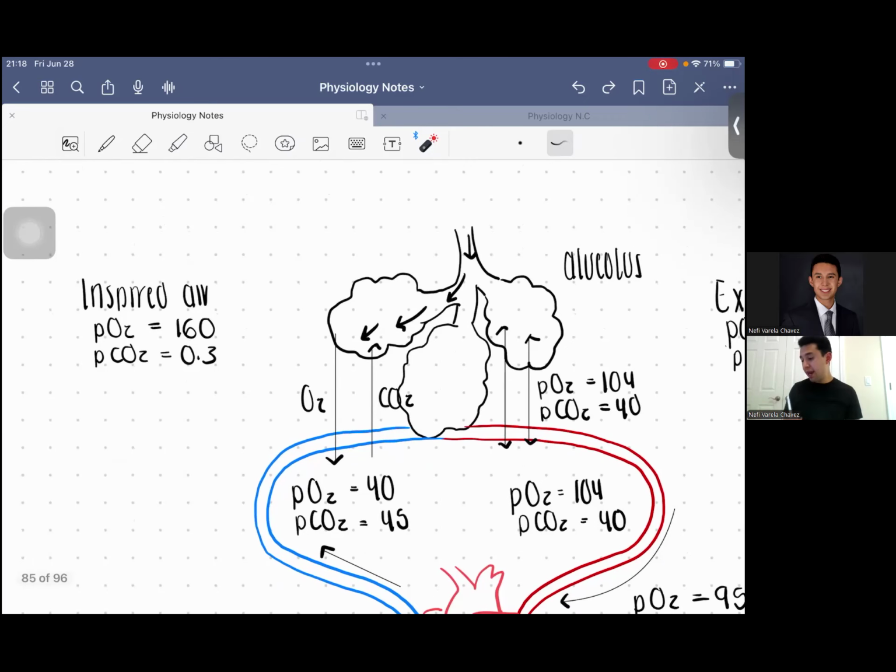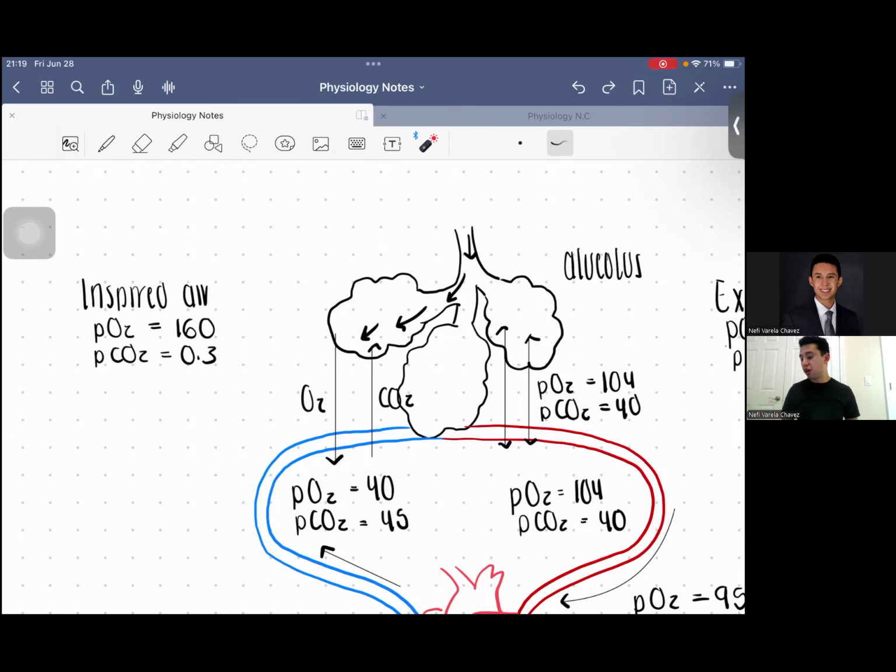The pressure of oxygen in the vasculature is going to be way lower, 40 millimeters of mercury. So oxygen will want to go from high pressure to low pressure, from 160 to 120 to 40, and we see oxygen getting into the vasculature. We already said that 2% dissolves in plasma. The other 98% is carried by hemoglobin to be transported to the rest of our cells and tissues so it can help in their function.